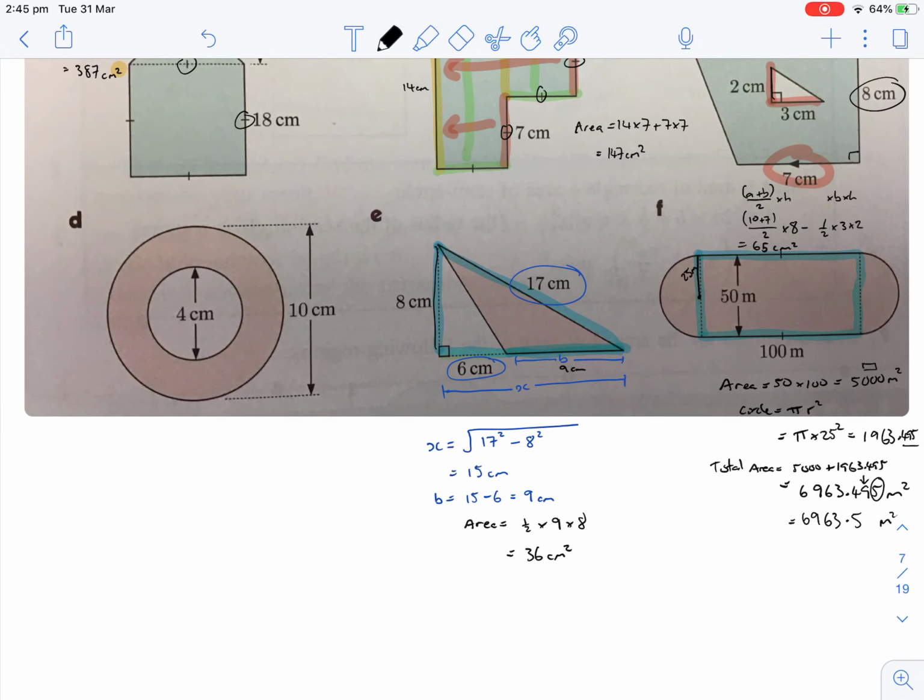Okay, and it looks like I missed a circle one. The circle is just going to be your pi r squared for the outside circle, take away the inside circle. So my area here would be equal to pi times my radius. Now don't forget they haven't given you the radius, so you need to halve each of these measurements to get the radius. So I've got 5 for the outer one, 2 for the inside one. So pi times 5 squared would be the outside circle. Then I'm going to take away pi times my 2 squared to get the inside circle, and that would give you a final answer in this case of 65.97 centimetres squared.